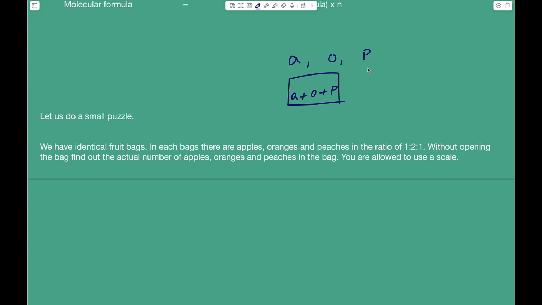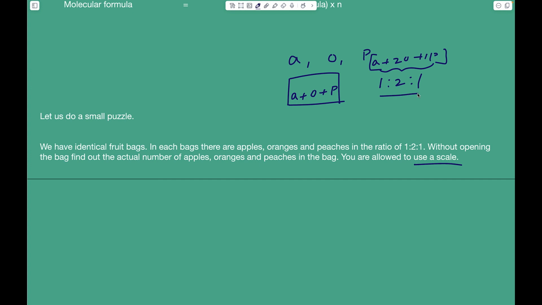The guarantee that I give you is that they are in the ratio of 1:2:1. For each apple there are 2 oranges and 1 peach. And you can use a scale to solve this puzzle. How do you solve this puzzle? Now let us take 1 apple, 2 oranges and 1 peach and call this a fruit unit. These 4 fruits together is called 1 unit.